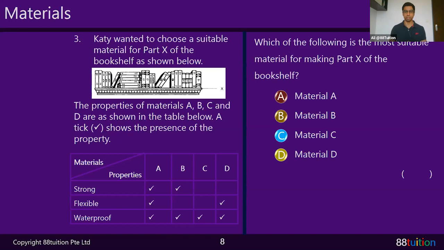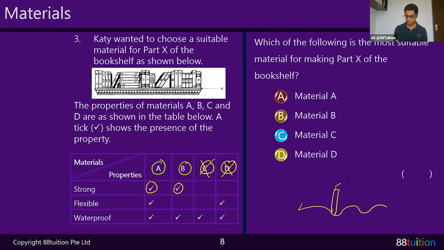So Katie wanted to choose a suitable material to build her a bookshelf, and the properties of materials are shown. So she got a choice. Should she choose A, B, C or D? Depends on whether it is strong or not. Definitely she needs strong material. So C and D are really out because it's not strong. Is it flexible? Hey, how can I have a bookshelf that's flexible? It just bends. I put a book and it just bends. Do you want that? Or do you want a strong bookshelf? Bookshelves are generally not flexible.